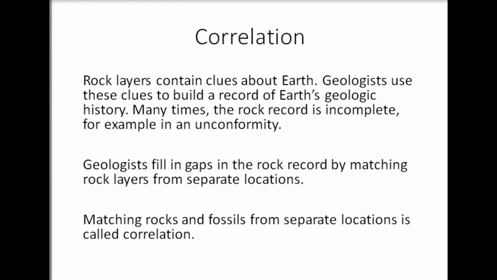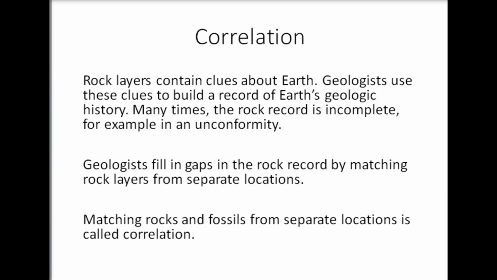So unconformities lead us to correlation. So how does it all link up? Well, an unconformity gives us a rock record that's incomplete. To fill in these gaps, what geologists do is they match rocks in one location with rock layers in another location. And matching up these rocks is called correlation.